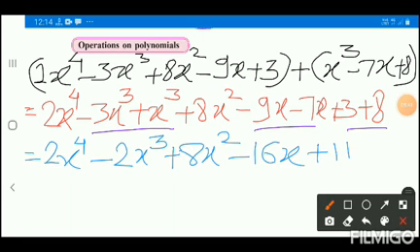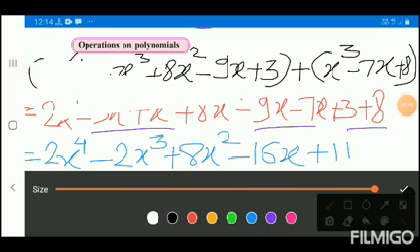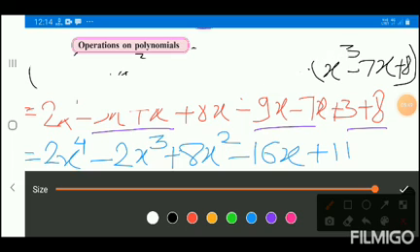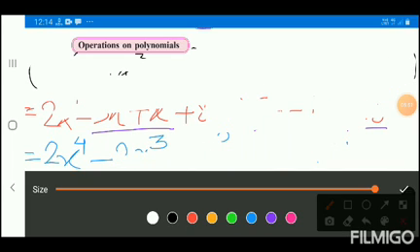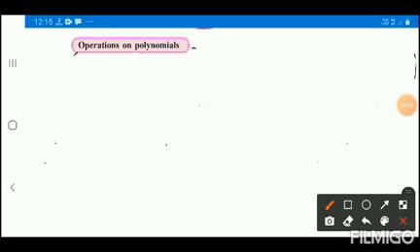Now we will see an example of subtraction. In addition, you take the like terms together and solve the example. Now in subtraction, whatever is in the second bracket, you have to change the signs of that second polynomial, and then solve the example. So I will take one example of subtraction here.